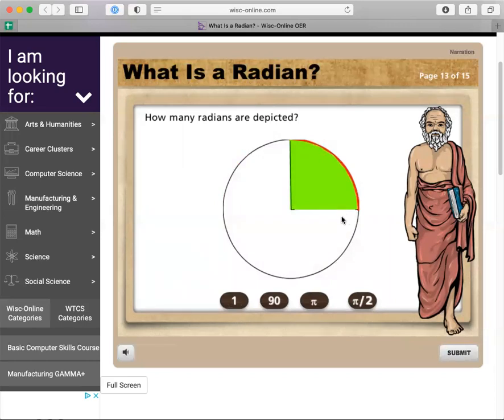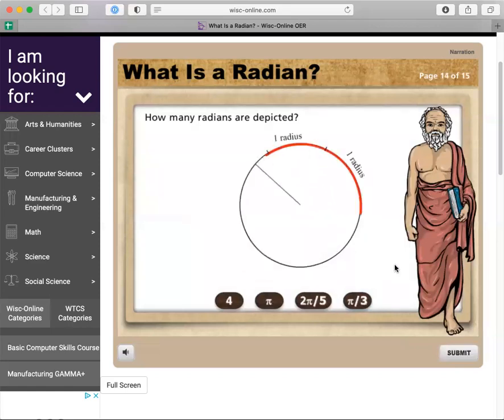So now it's saying how many radians are depicted. We want to say how far around the circle are we going? We're going 1/4 of the way around the circle. So we're going 1/4 of 2 pi radians. 2 pi radians would be all the way around. So 1/4 times 2 pi will be 2 pi over 4, which will be pi over 2 radians. 90 is the number of degrees, right? We're talking about radians. So I'll submit that.